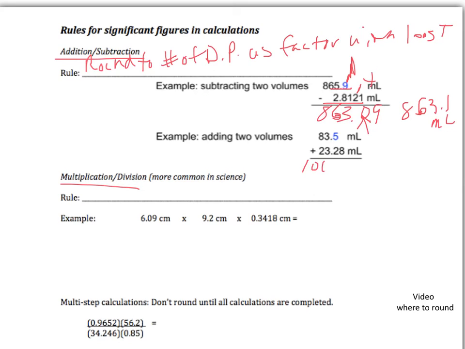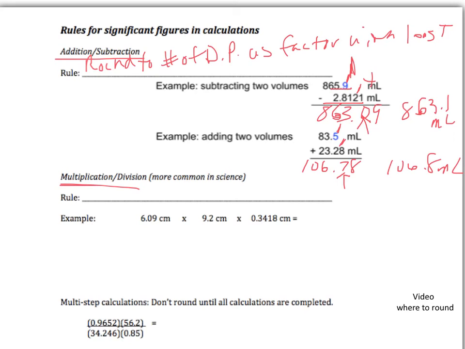Okay? So try this one. Okay, my calculator says 106.78, and 1 sig fig, I'm sorry, 1 decimal place, 2 decimal places. I want to round this number, so it's going to be 106.8 milliliters.